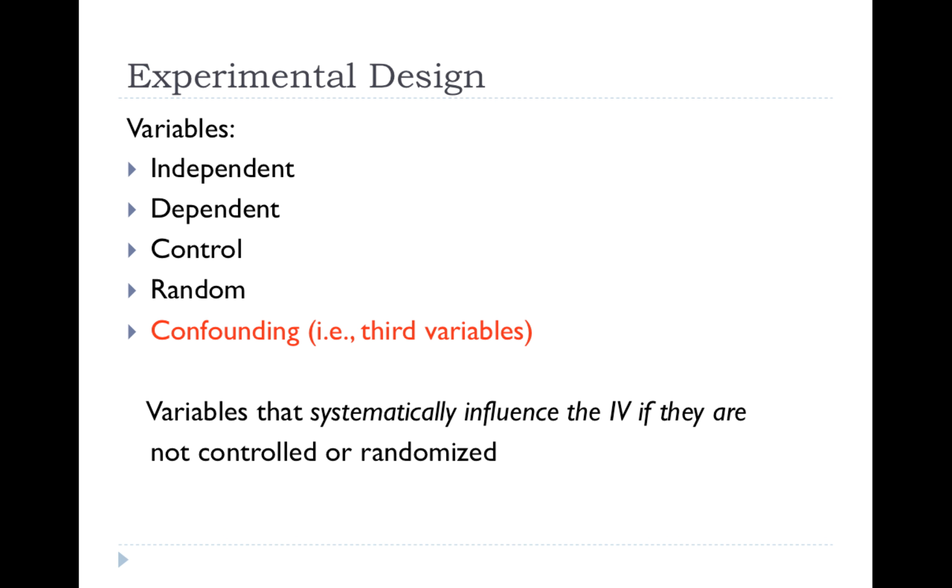Okay, and then lastly, we have our confounding variables, also sometimes called our third variables. So that would be something that systematically influences the independent variable that's not controlled or randomized. So you really want to make sure that you're controlling for any kind of confounding variables in your experiment to make sure that they're not actually driving the result that you're seeing in your dependent variable.